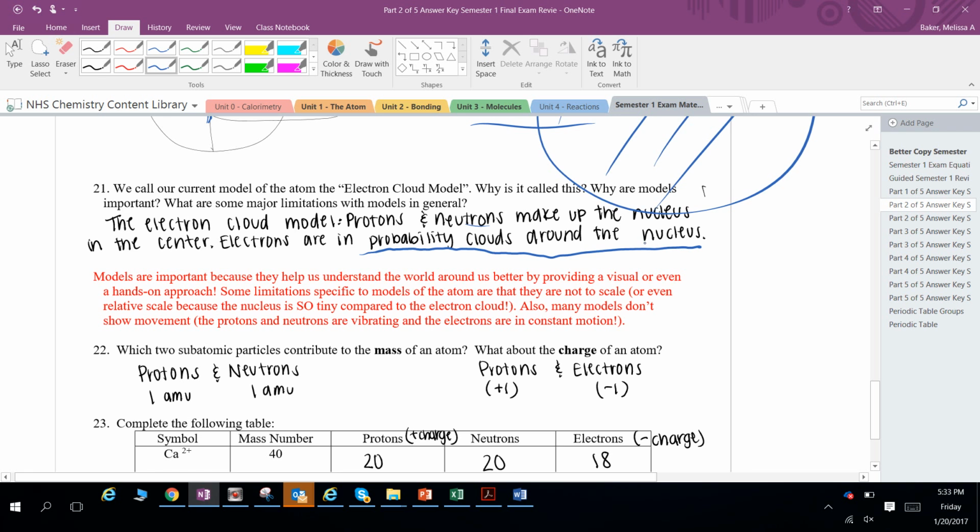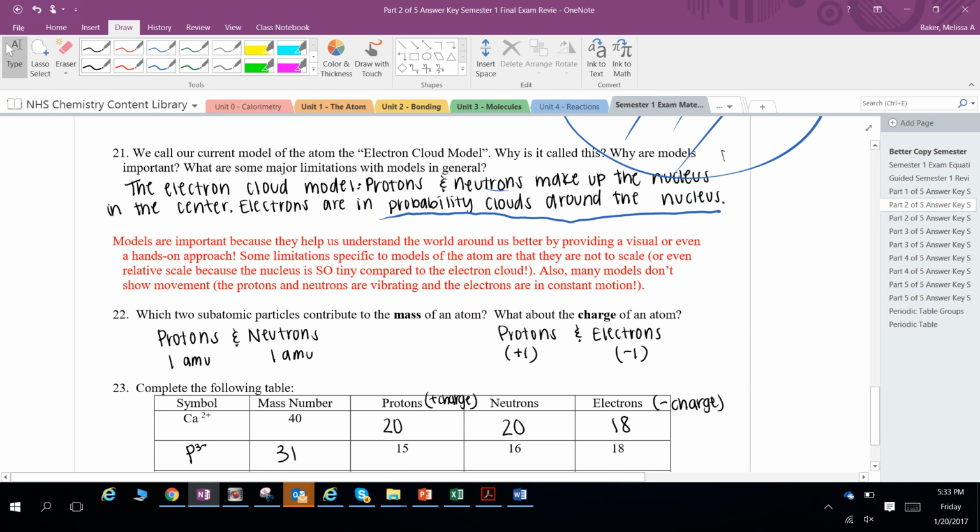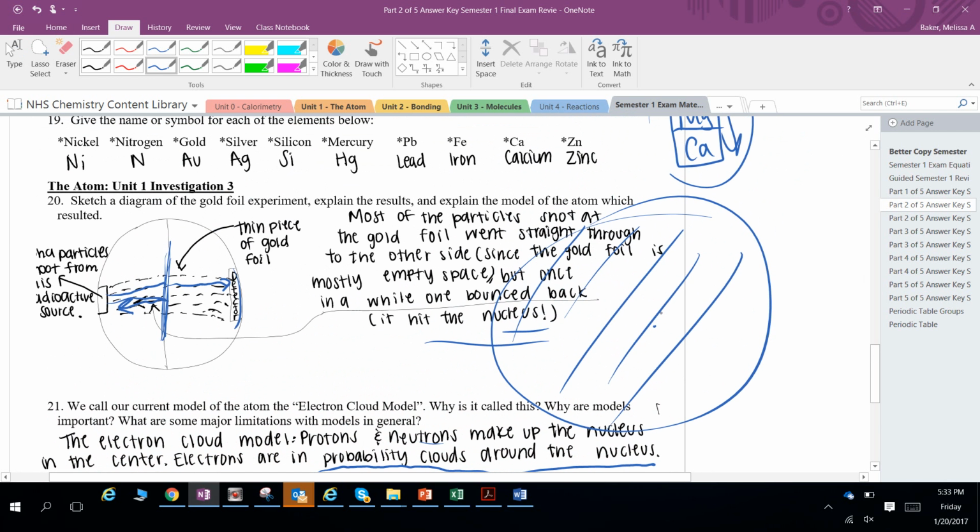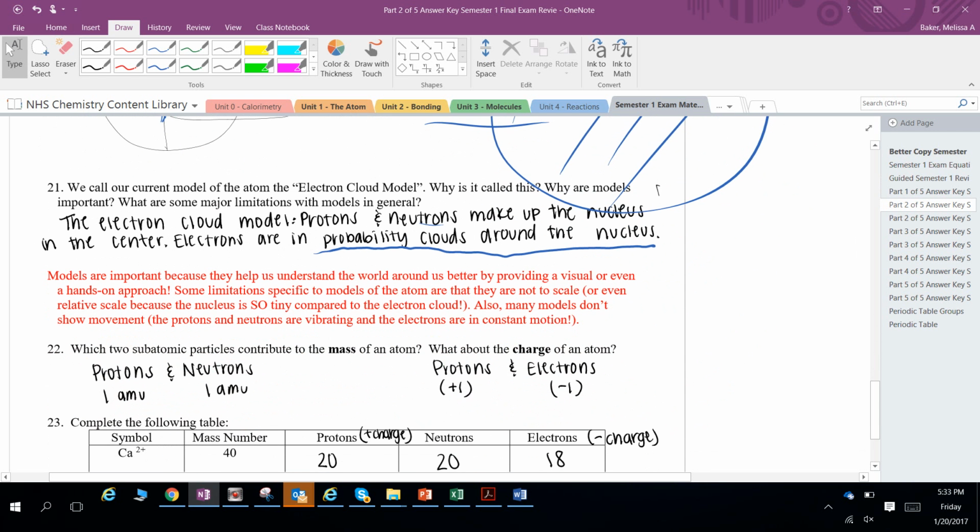They're moving so fast. And models are, of course, important because they help us understand things around us. They give us a visual, they give us a hands-on approach. But obviously there's some problems with this too. This isn't showing the charges of the protons, neutrons, and electrons. It's not really showing the scale, the size difference. It's also not showing movement.